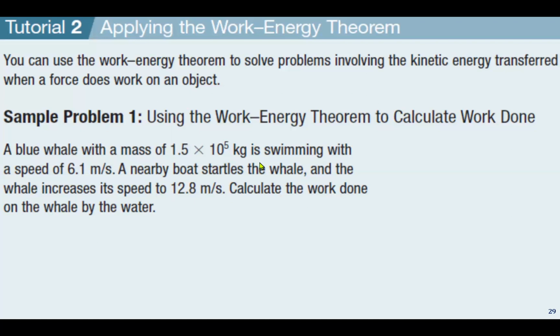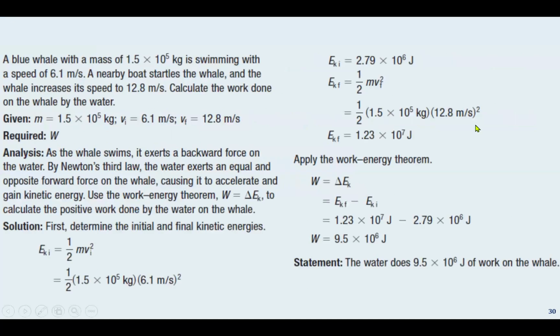All right, let's have a look at the solution together. So as the whale swims, it exerts a backward force on the water. By Newton's third law, the water exerts an equal and opposite forward force on the whale, causing it to accelerate and gain kinetic energy. We can use the work energy theorem W equals delta E_K to calculate the positive work done by the water on the whale.